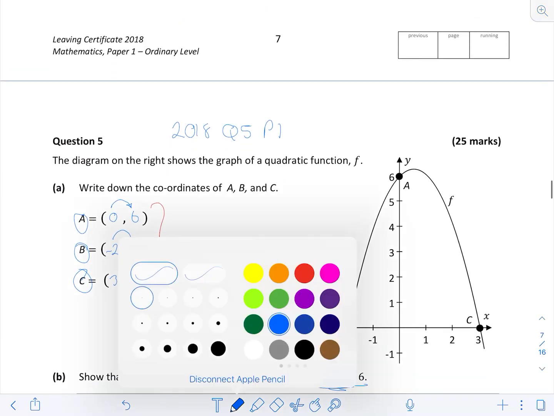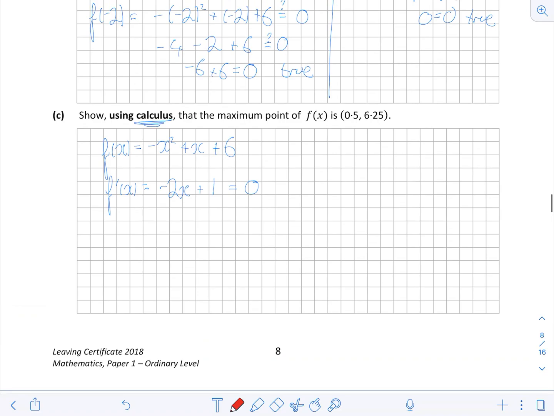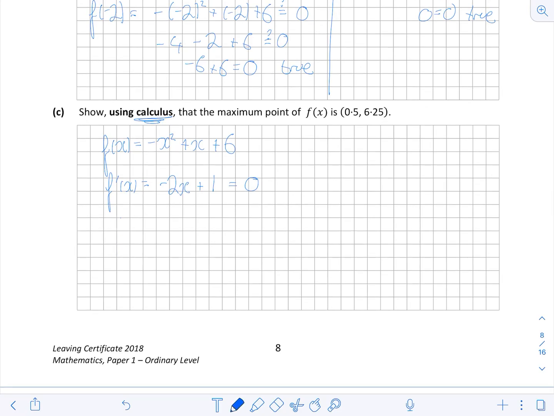Because up here, the tangent at that point has a slope of 0. So therefore minus 2x is equal to minus 1. x must equal minus 1 over minus 2. So x must equal a half, or x is equal to 0.5. So I've now worked out the x value. To get the y value, I have to put it into the original function.